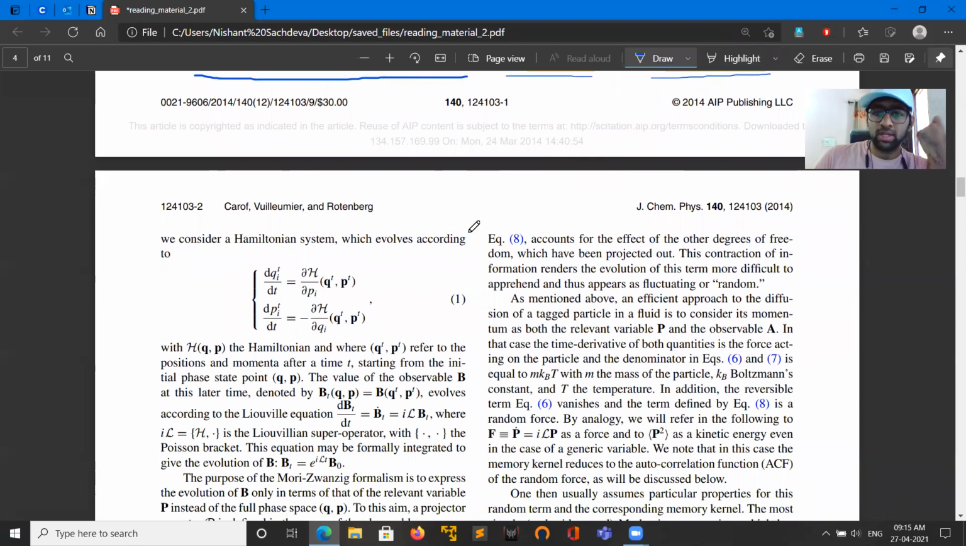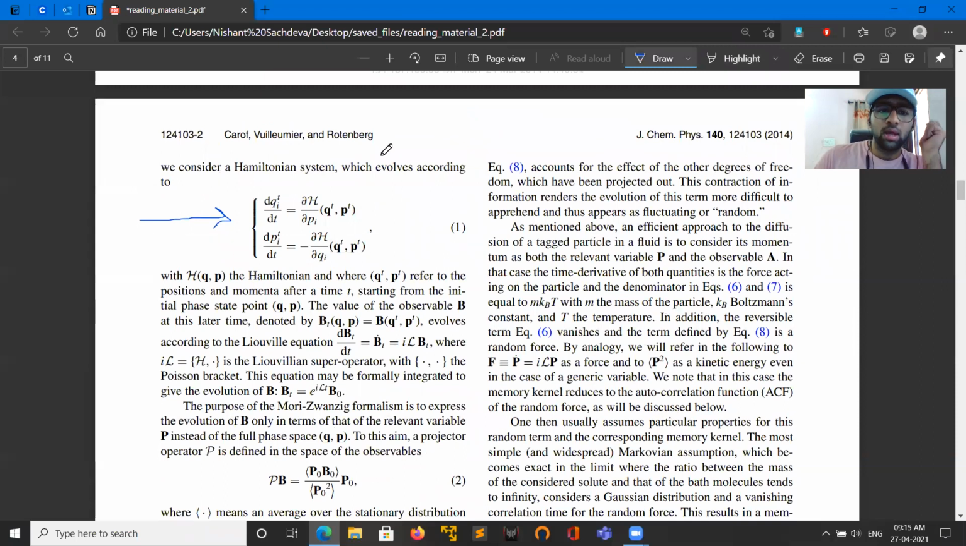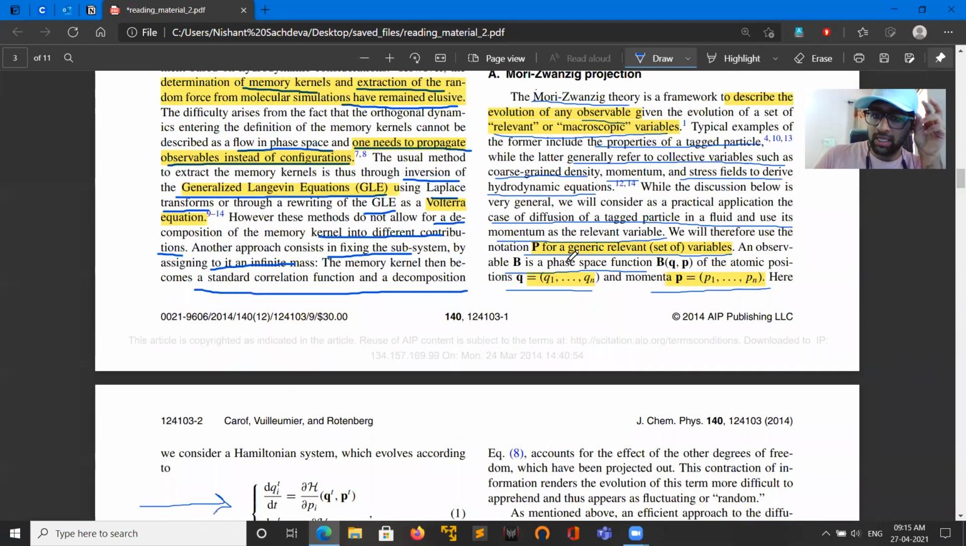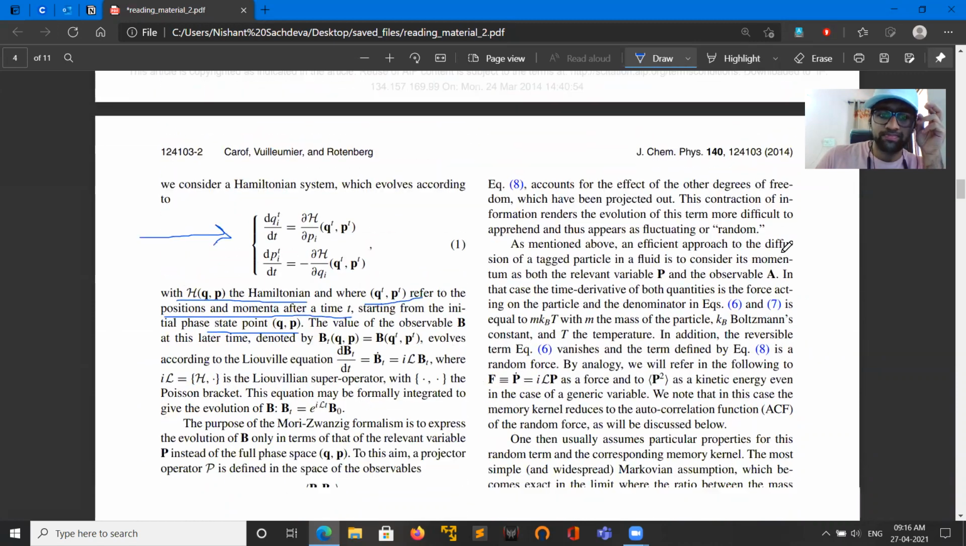Here we consider a Hamiltonian system. This is a pretty generic Hamiltonian, there's nothing special in this. Now, with the Hamiltonian, Qt and Pt that we see here refer to the positions and momenta after a time t. They start from the initial phase space point Q comma P. Now the value of the observable B we see here. So B is an observable.